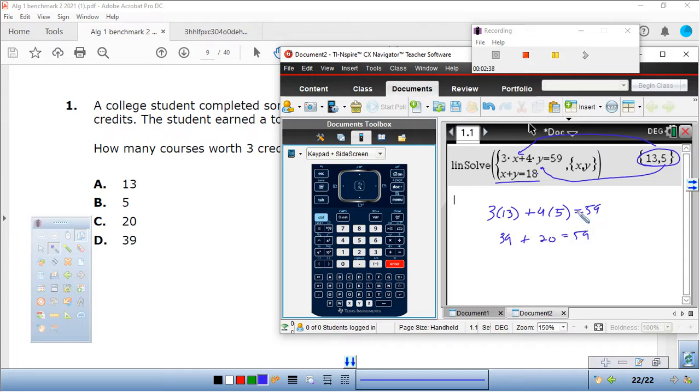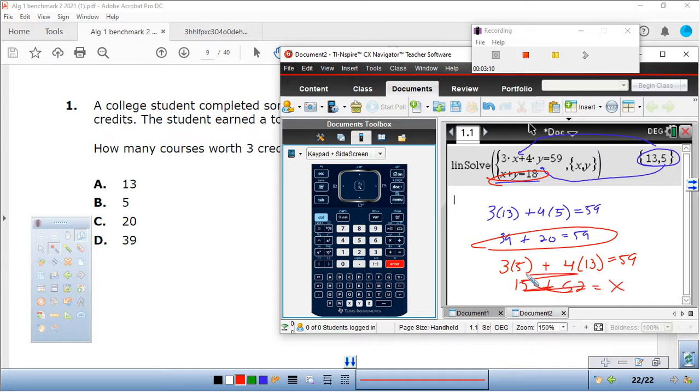How did we get that? Because of my logic: x comes first and y comes second. If you get these numbers and you switch them around, you'd have 3 times 5 plus 4 times 13. Is that equal to 59? That's 15 plus 52, not even close. So that doesn't work. How do you know it's that order? Because of the way they gave it to me.